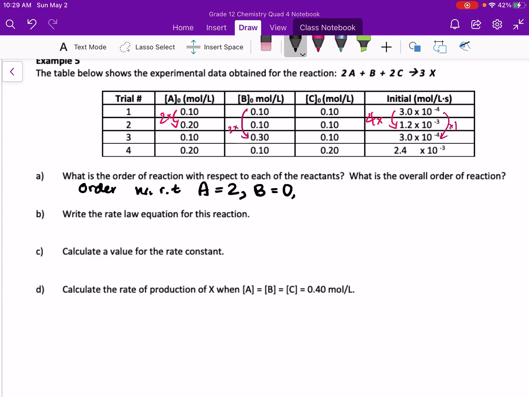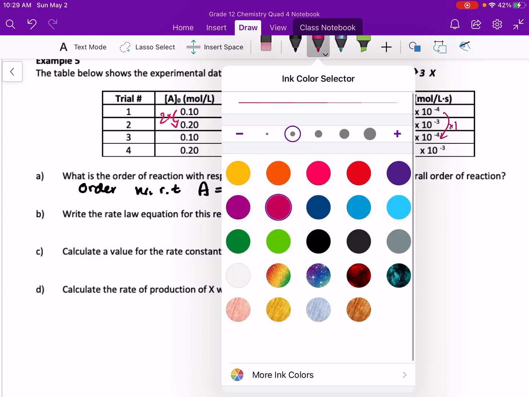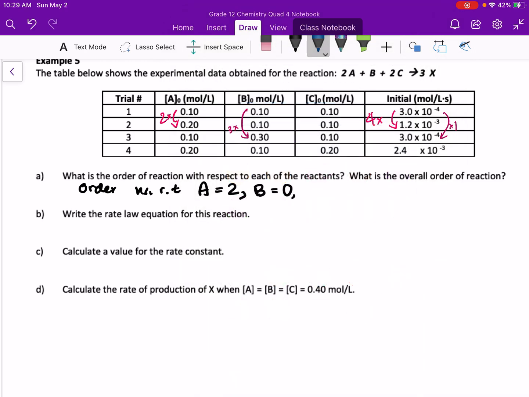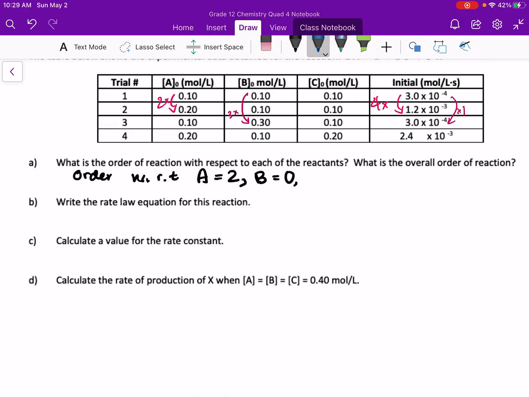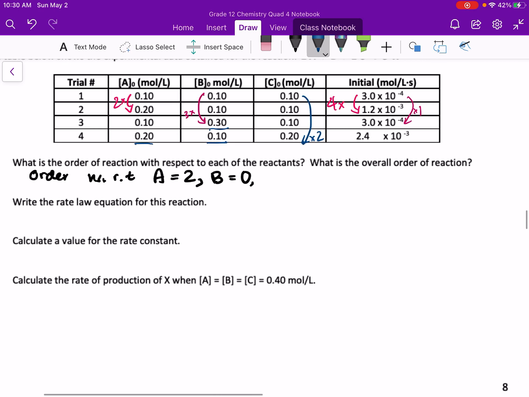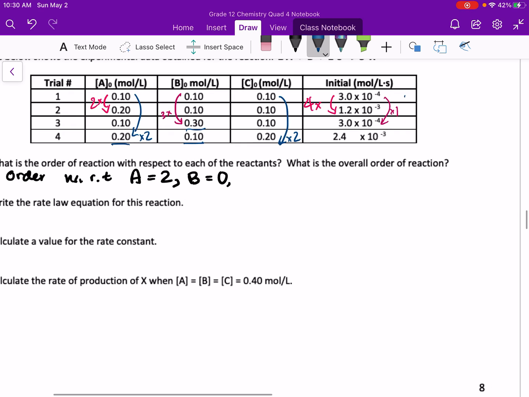For C, I don't have data that is free from changes to the other reactants, A and B here. So I'm going to analyze here, C is doubled, but A is also doubled. That means that my rate needs to equal to my rate being times by 2 and times by 4.